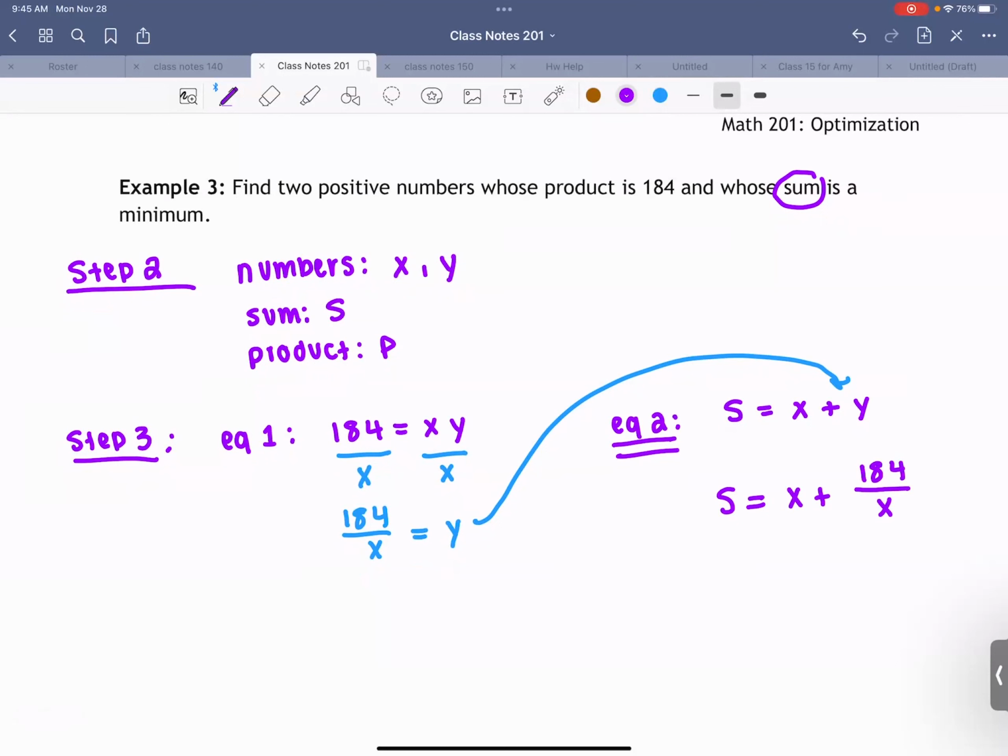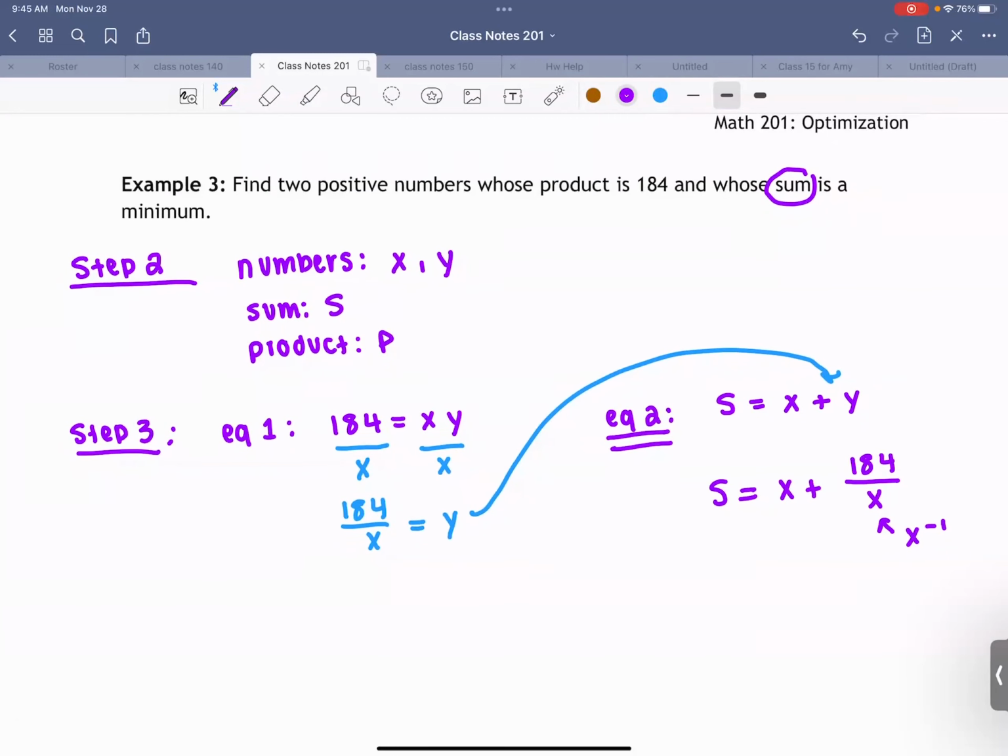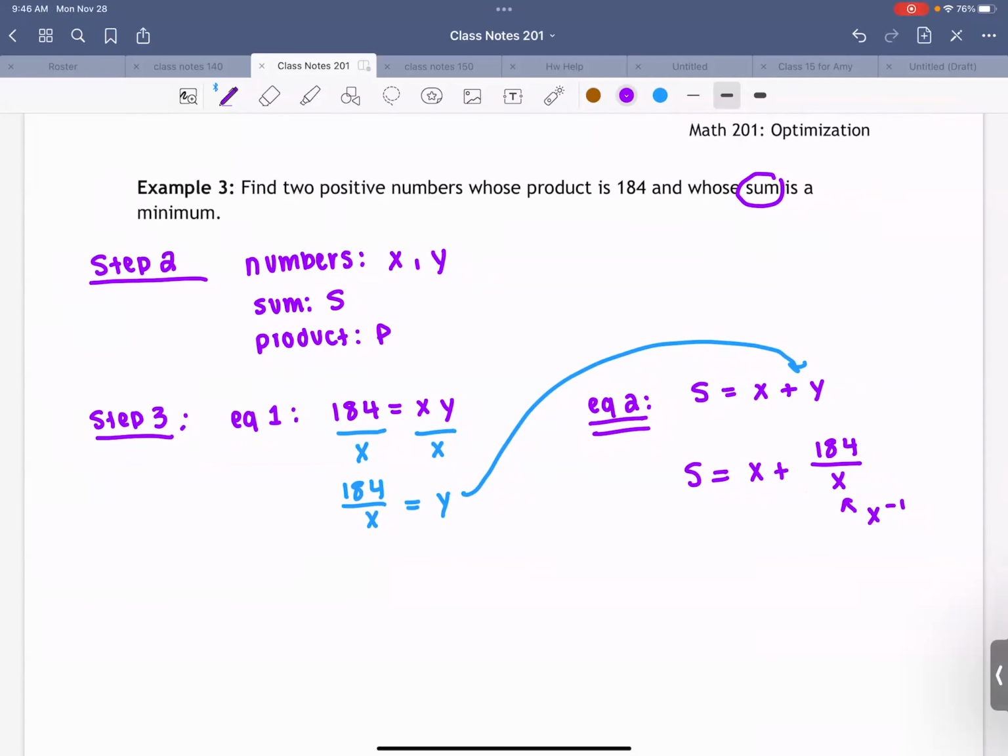Remember that another way of writing something over x is x to the negative 1. So let's keep that in mind when we find the derivative. Let's go to step number 4.